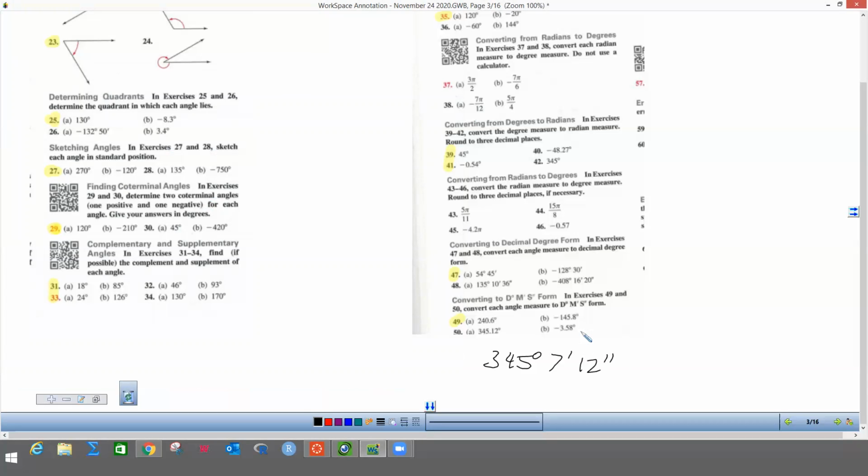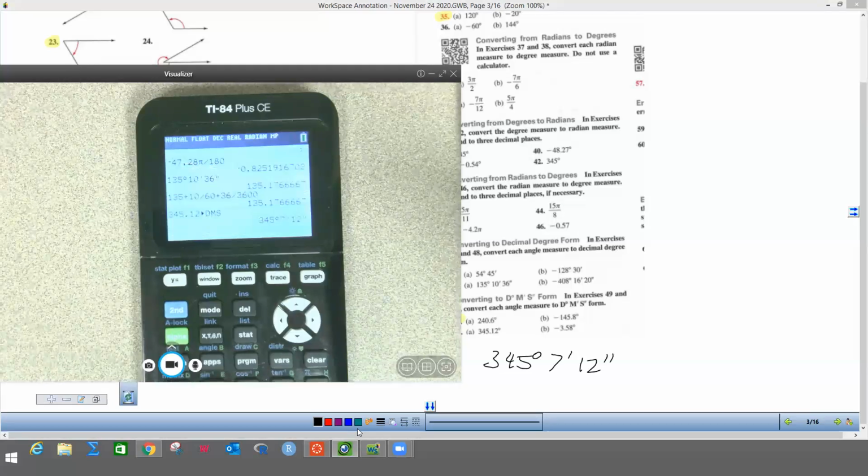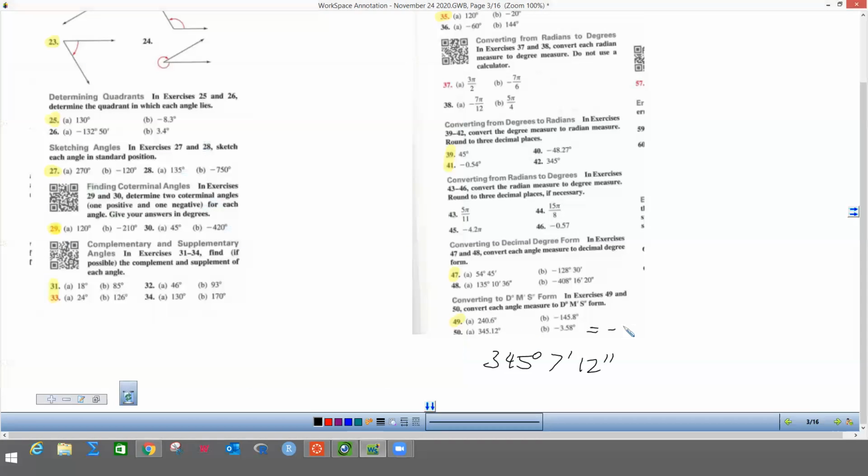I'm going to do this one as well, part B. So I'm going to put my camera back up there, and I'm going to type in negative 3.58, and then I'm going to hit second apps 4, hit enter, and this angle right here would be negative 3 degrees, 34 minutes, and 48 seconds. Now something I should show you real quick is I'm going to take this from this form back to decimal form.